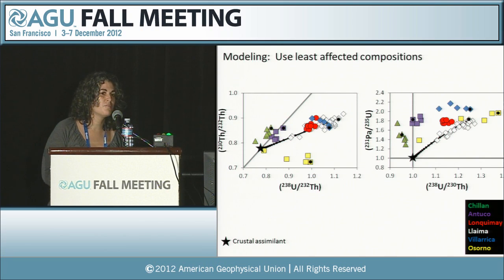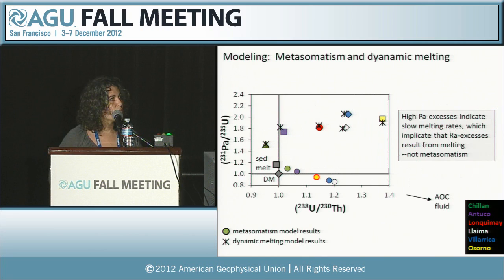Okay, so in order to find out what's happening in the mantle, what we really need to do is to use the least affected samples from each volcano. And this is shown by the black dots on each of the diagrams. So we've done some metasomatism and dynamic melting modeling. Any metasomatized source is going to be a mixture with a mantle composition, sediment melt, and an AOC fluid, which is somewhere way out over there.